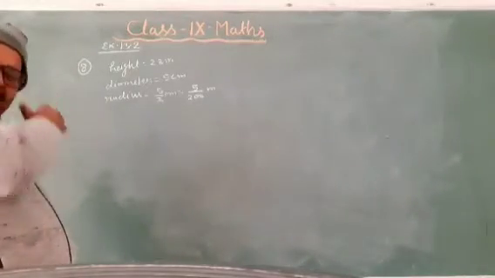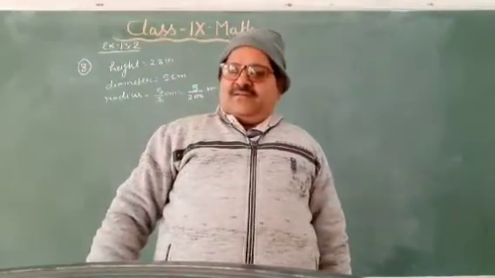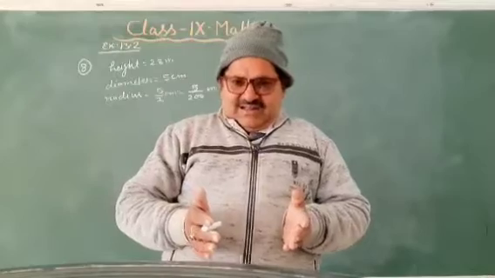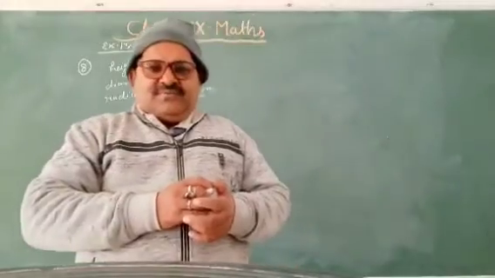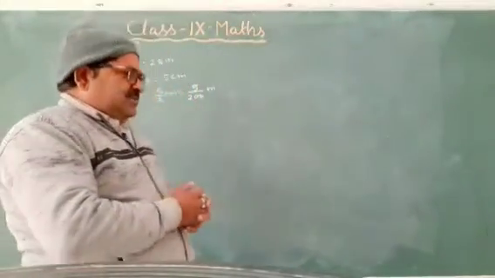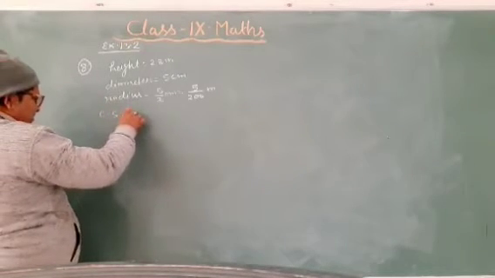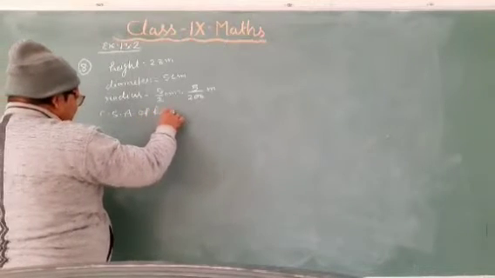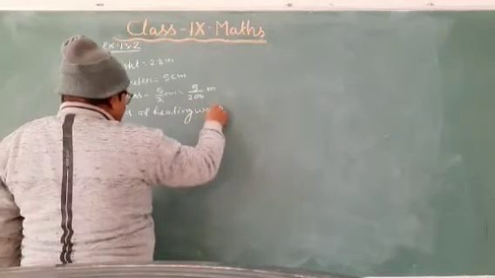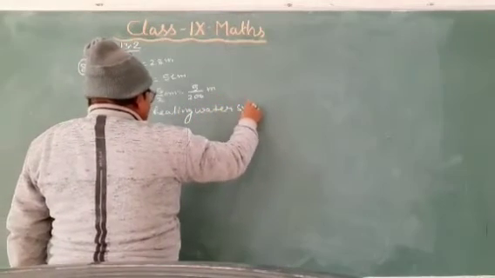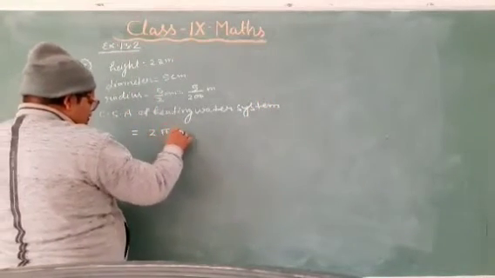Find the radiating surface area. Radiating surface area, as the curved surface area of the heating water system, equal to 2 pi RH.